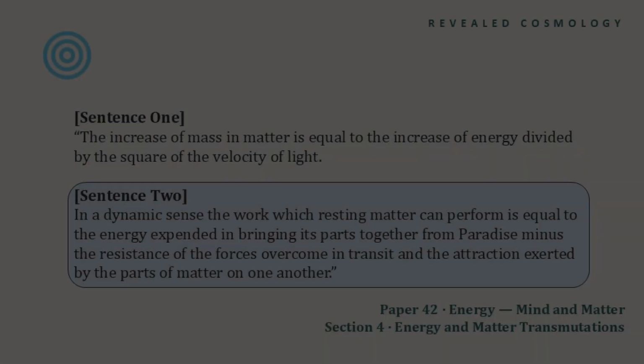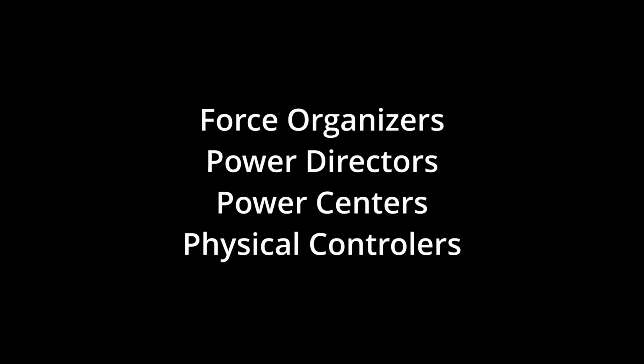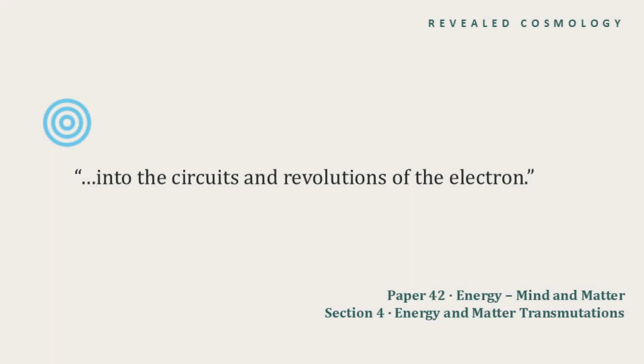The second sentence gives the equation a source, paradise, and an accounting of what was invested along the way. The investment was administered. Paper 42 identifies the orders of intelligent beings who carry out the transmutations at each stage: force organizers, power directors, power centers, and physical controllers who manage the final transmutation of the ultimaton into the circuits and revolutions of the electron.